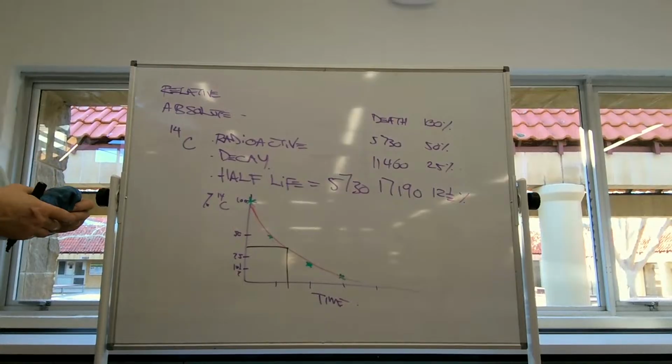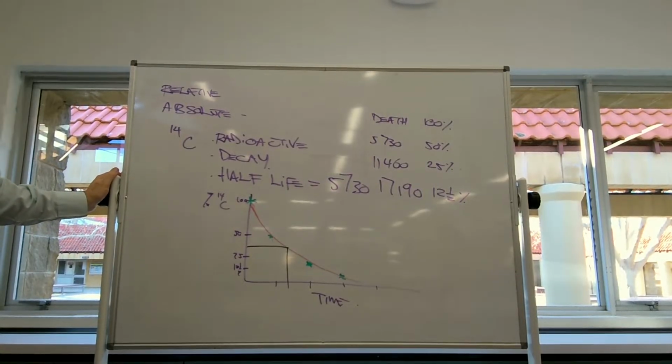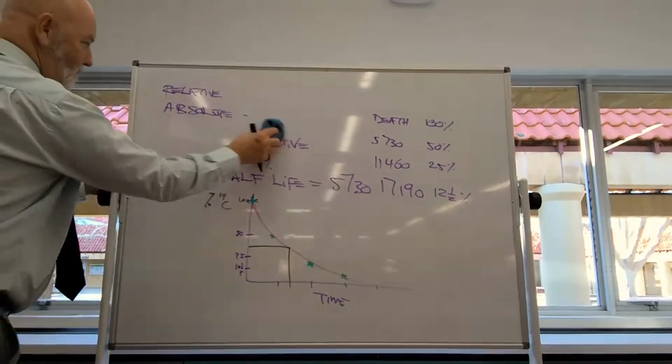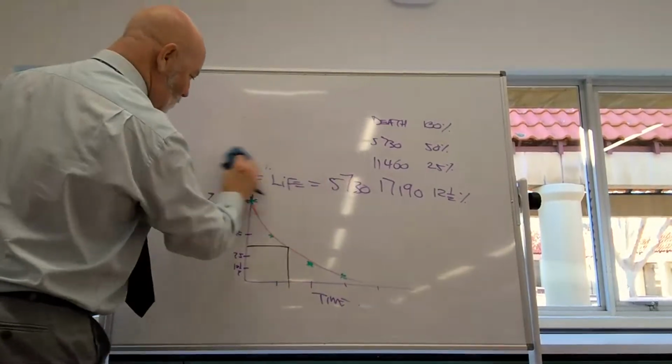Is the one like the graph, is that relative or absolute date? This is absolute, because it will tell you the actual age. Relative is something is older or younger. That was correlation of rock strata. Okay? So now let's get on to the last one.